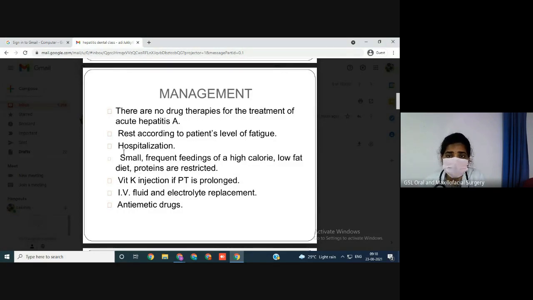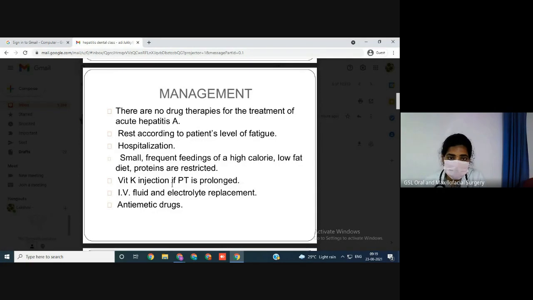For management, there are no drug therapies for the treatment of acute hepatitis A. It's mostly symptomatic management, and the patient sometimes needs hospitalization because of acute rapid deterioration in the functioning of the liver. Normally, the functions of the liver include producing glucose, fat metabolism, protein catabolism and protein synthesis, and production of clotting factors and albumin. So when there is a defect in liver function, all these functions will be impaired, and the patient will have low glucose, recurrent hypoglycemia, jaundice because of abnormal bilirubin metabolism, low albumin, prolonged prothrombin time, and low clotting factors.